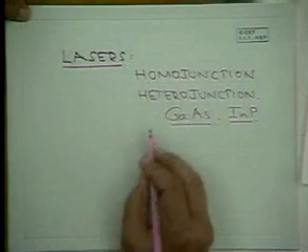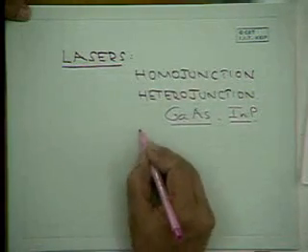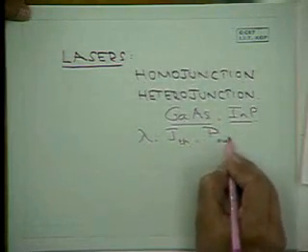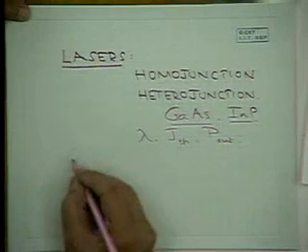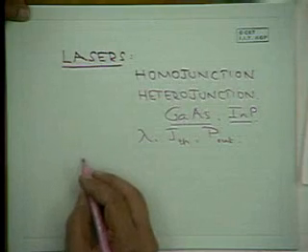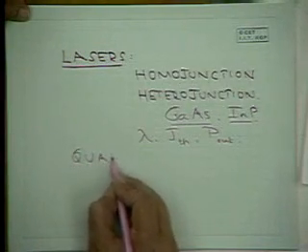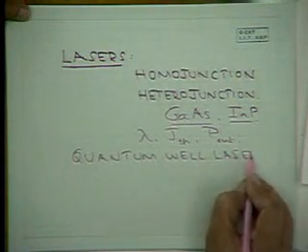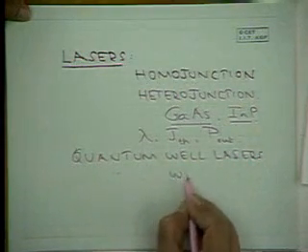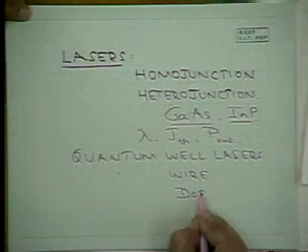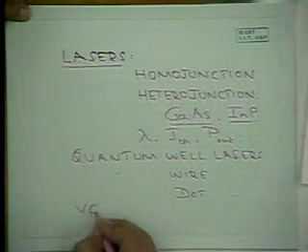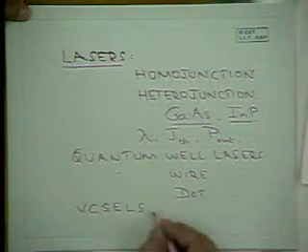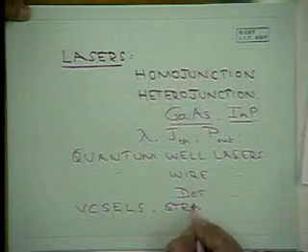We'll talk about what determines their wavelength, the threshold current, the power output of these lasers, and we'll go on to the recent types of lasers, which include quantum well lasers, quantum wire lasers, and quantum dot lasers, vertical cavity surface emitting lasers, VCSELs, and also strained layer devices.